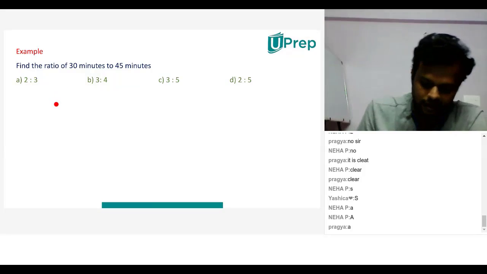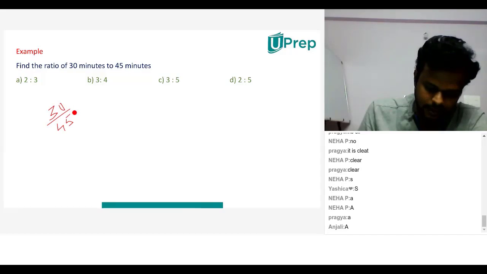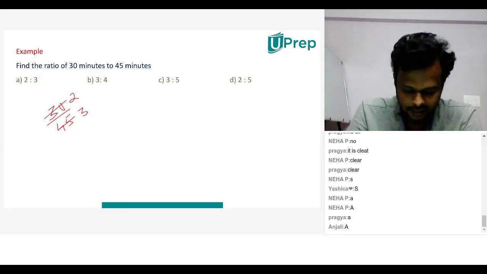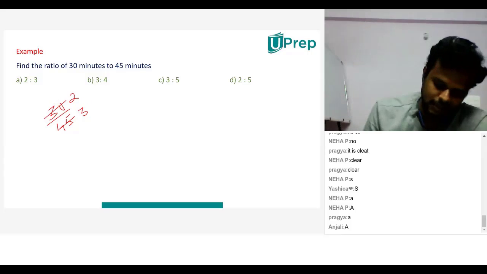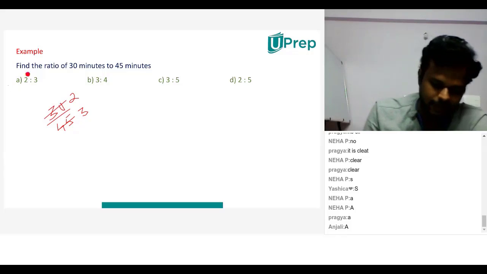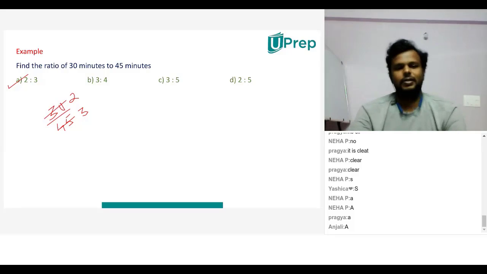So the ratio of 30 minutes to 45, that means what? It is nothing but 30 by 45. So 15 twos are 30, and 15 threes are 45. Very simple, isn't it? If you want to simplify this with the 6 table as well, what you do? This is the 5 table: 5 sixes are 30 and 5 nines are 45. Then you get 6 by 9. 6 by 9 is simplified again as 2 by 3. So I'm directly going with the 15 table here, children.